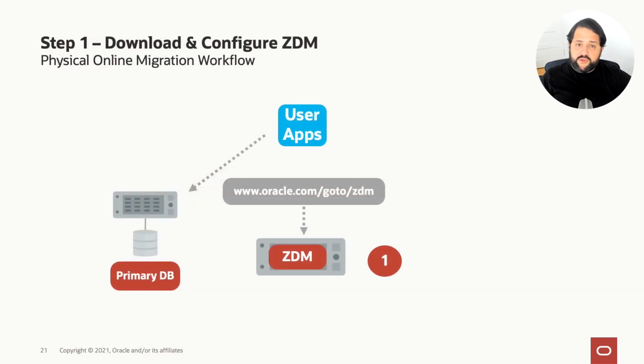The first step, of course, is to download ZDM and configure it from the product website, which is www.oracle.com/go-to/ZDM. You download ZDM and install it on that box, as I mentioned, the ZDM service node. That could be a VM running in OCI Compute. It could be running on the source database server, or on the target database server, as long as it's a separate box with Oracle Linux 7. We don't want it running in the same place where you have a grid infrastructure home deployed. That's the only requirement we have.